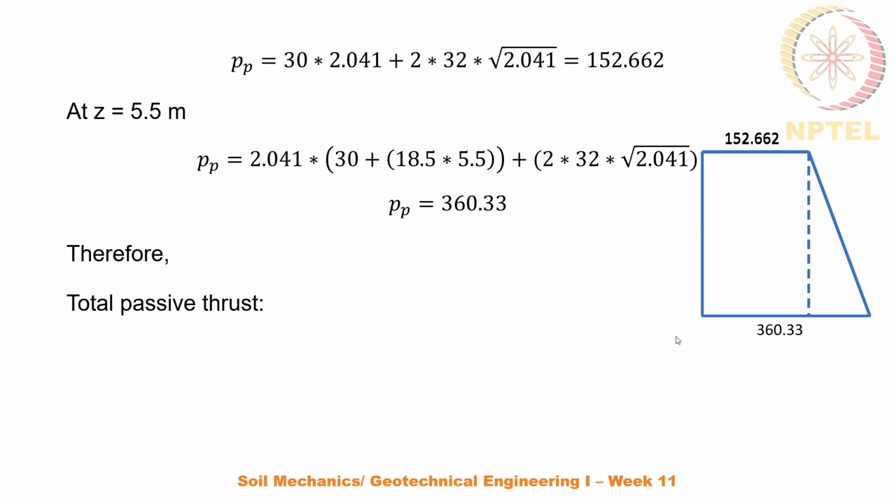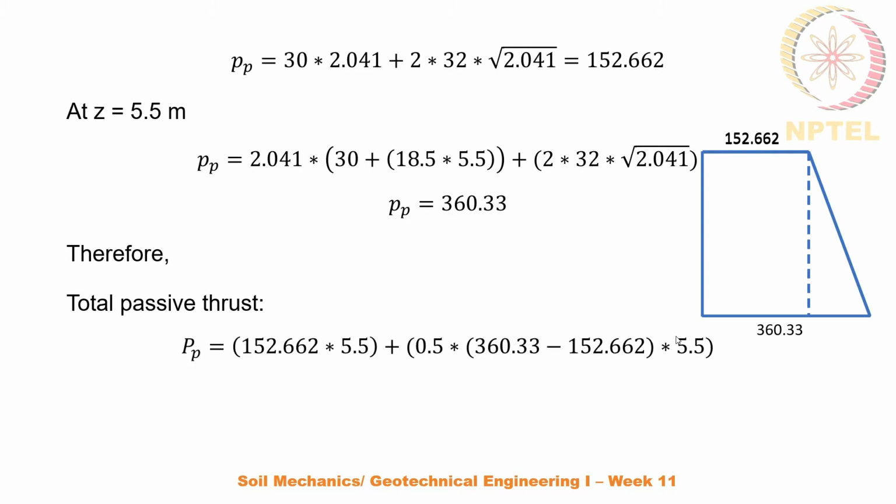So now we need to determine the total passive thrust. That is the area of this figure, which is equal to 152.662 into 5.5, that is the area of the rectangle, plus the area of the triangular side, which will give you 1410.728 as the total passive thrust. So it is option C. I hope it is clear to you. Okay, so we'll move on to the next question.